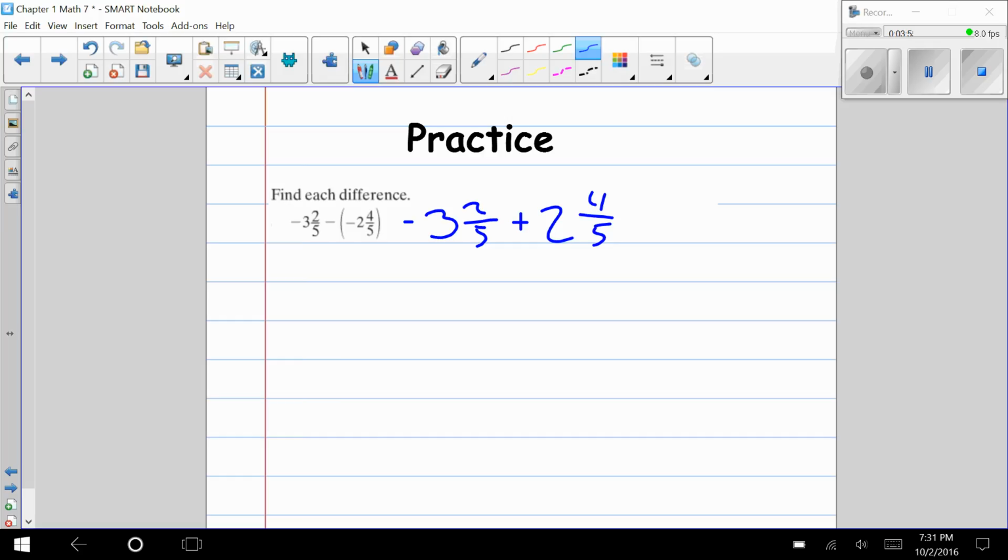Now let's change these into improper fractions. 3 2/5 becomes 17/5, negative. 2 4/5 becomes 14/5. I have more negatives than positives, so I'll do 17 minus 14, which gives me 3. My answer is negative, since I had more negatives. My denominator stays 5, negative 3/5.